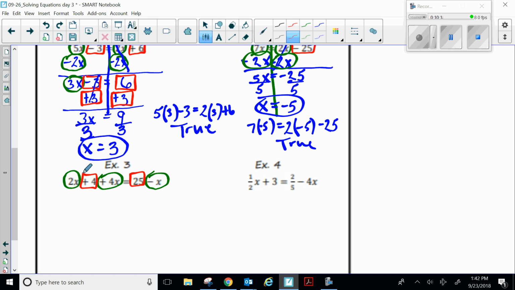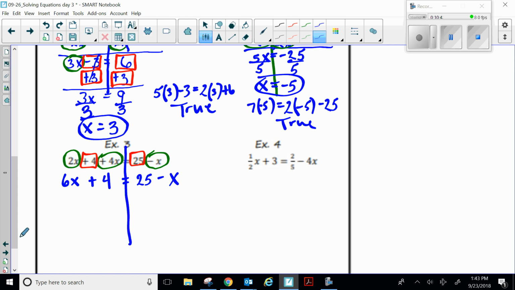So now if I look at one side at a time, I can see on my left side, I can combine 2x and 4x, and that's going to make 6x. And so I have 6x plus 4. And on my right side, I still have 25 minus x. So I'm going to circle my variables again and box in my constants.